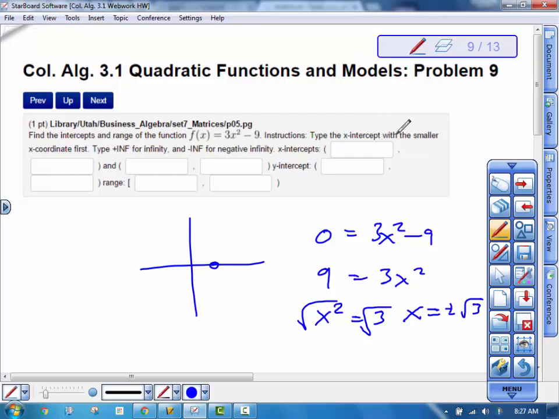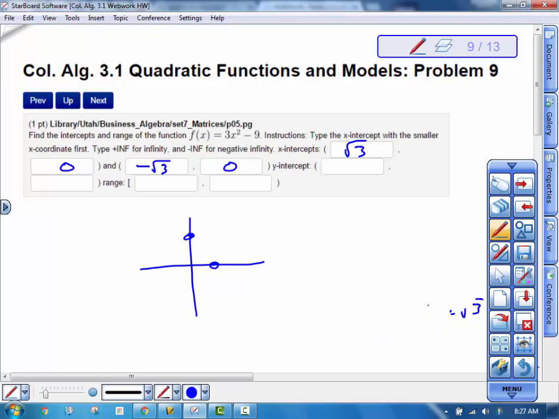So the x-intercepts, they want them as ordered pairs. So I'll do positive square root of 3, comma 0 and negative square root of 3, comma 0. And the y-intercept then is where x is 0. So now, think about the y-intercept, that's where x is 0, and it's down here. So plug in 0 for x and you get negative 9. So that'd be (0, negative 9).